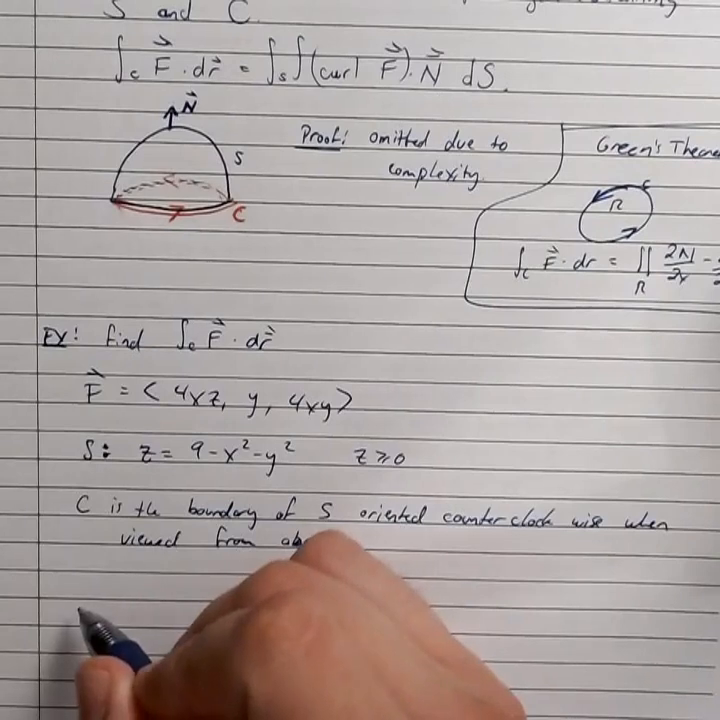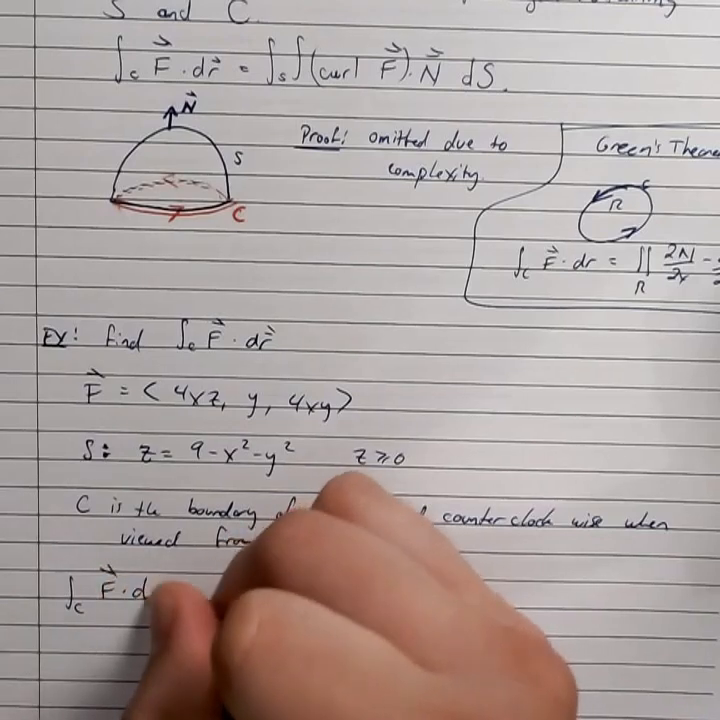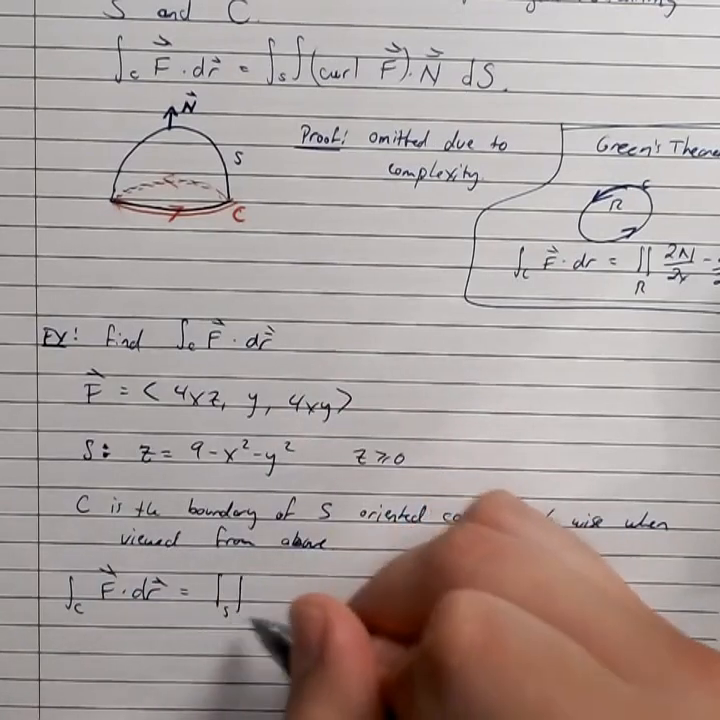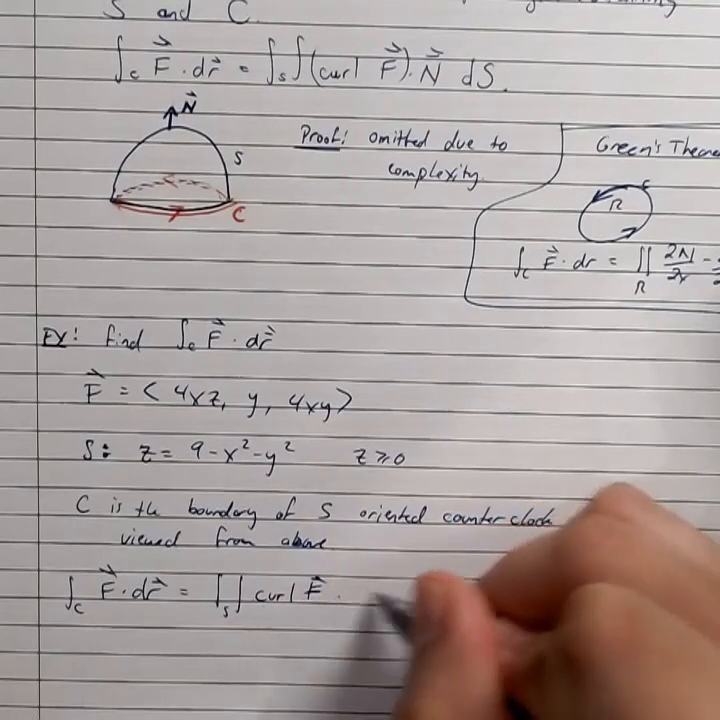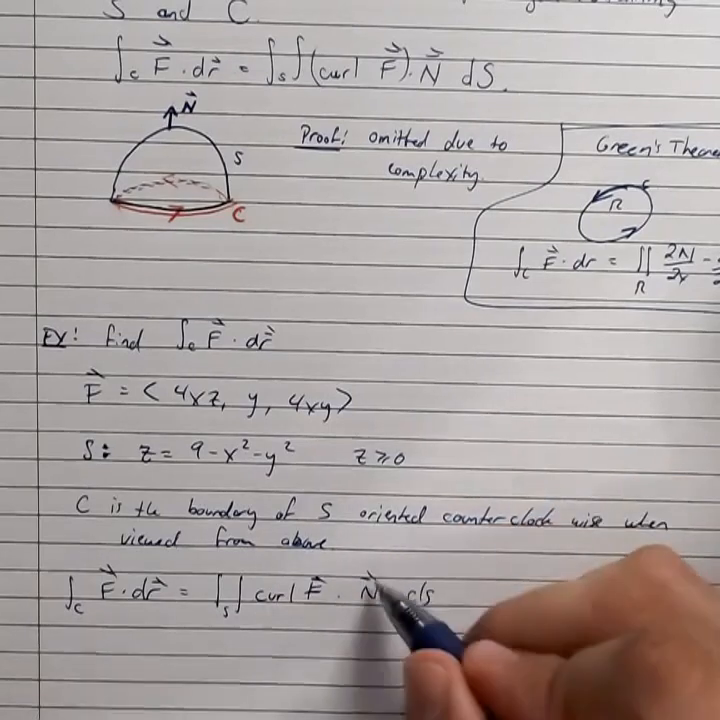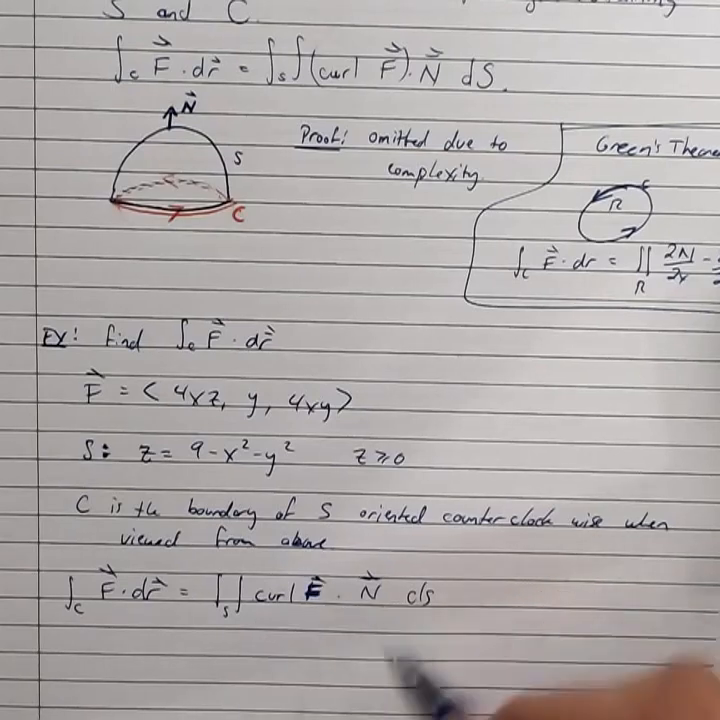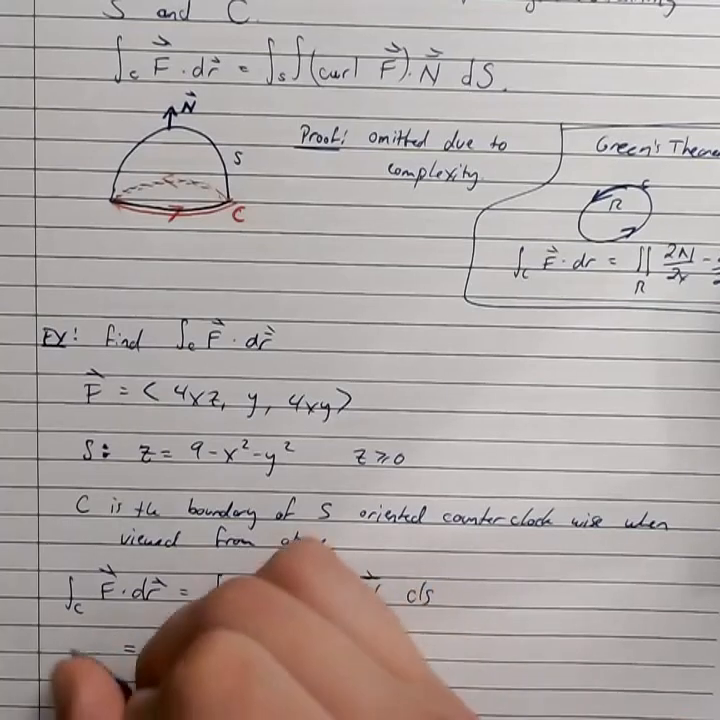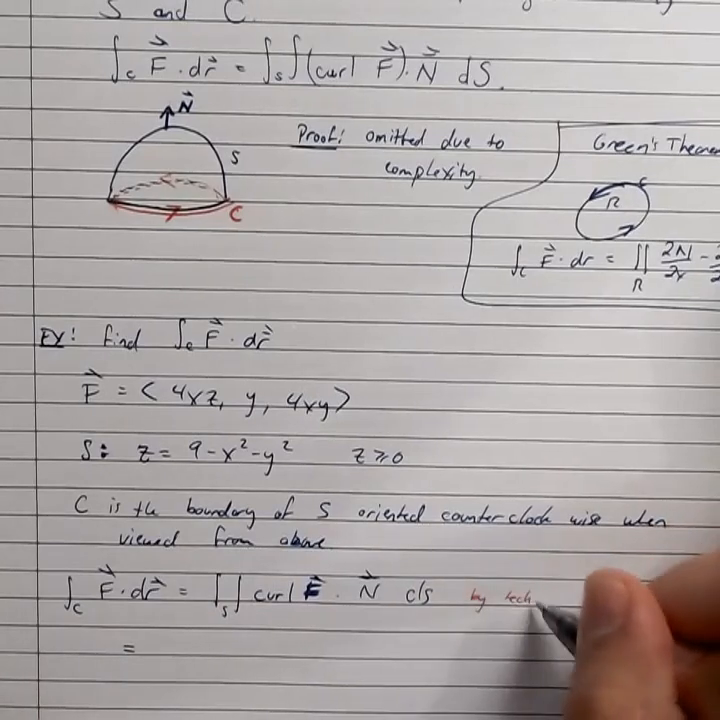Okay, so let's see here. We're looking for the line integral over C of f dot dr, which by Stokes' theorem is the double integral over S of the curl of f dot n dS. Note this is still a flux integral, except instead of using f as your vector, you're using the curl of f as your vector. So this is still going to be computed the same way we compute a flux integral, which means we can use techniques from section 15.6.